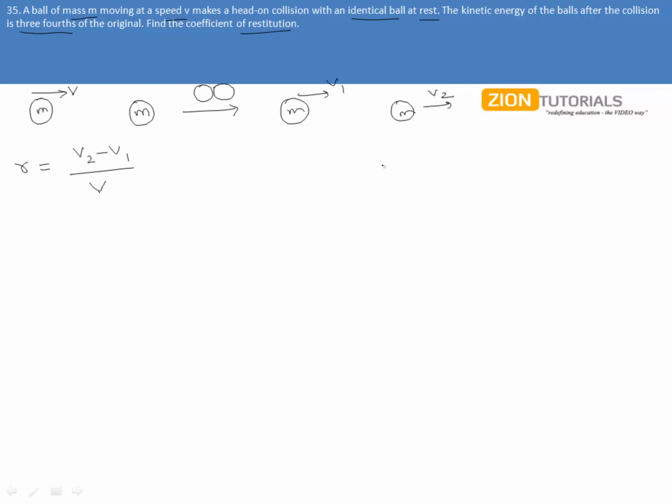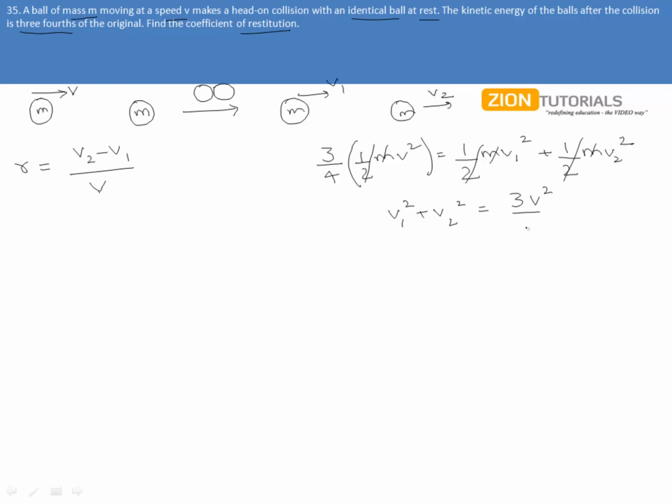Also we have been given that the kinetic energy is 3/4 times the original, so I can write it as 3/4 of half mv square equals half m v1 square plus half m v2 square. Cancelling the factor of half m from both sides, we get v1 square plus v2 square equals 3v square by 4.